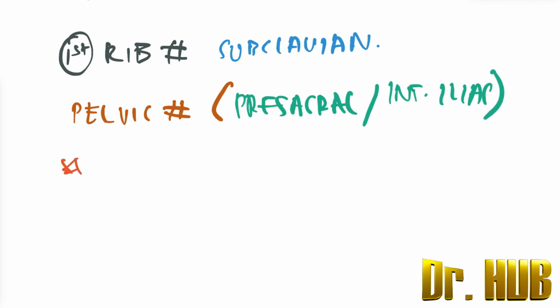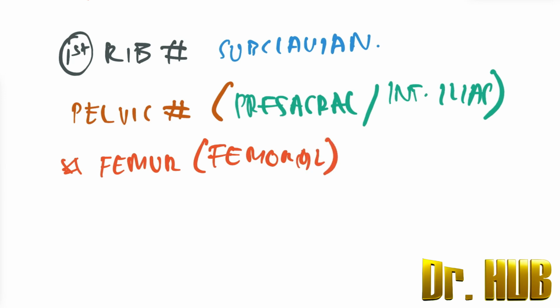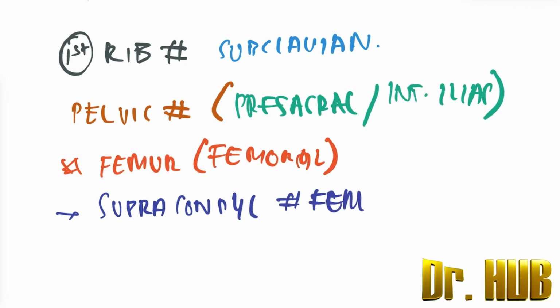Then the question arises on the fracture of the femur. The fracture of the femur involves the femoral vessel. Then moving on to the supracondylar fracture of the femur. Supracondylar fracture of the femur involves the popliteal vessels.